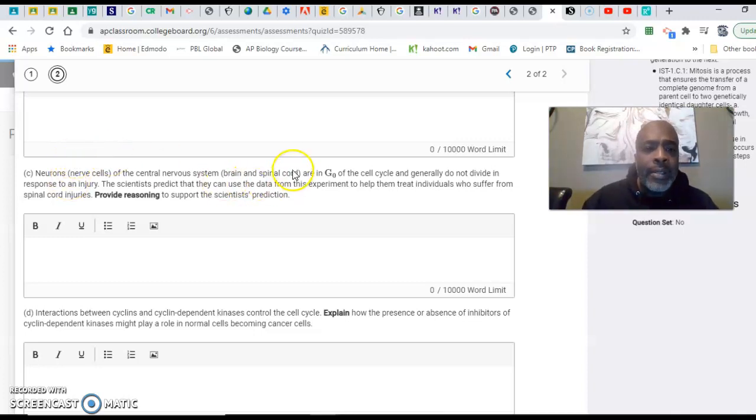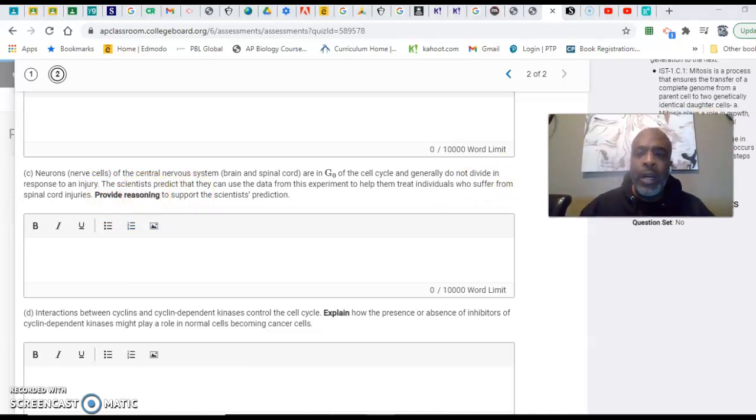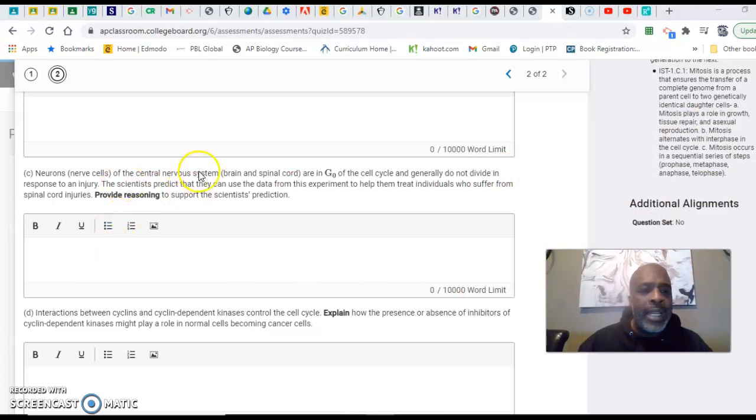They're not dividing. So it says brain and spinal cord are in G0 of the cell cycle and generally do not divide in response to an injury. So if something happens, whether that's accident, physical, or chemical damage, these cells are not going to regenerate. So you gotta guard those cells. All right. And it says the scientists predict that they can use the data from this experiment to help them treat individuals who suffer from spinal cord injuries, and then provide reasoning. So your job is to provide reasoning to support the scientists' prediction.